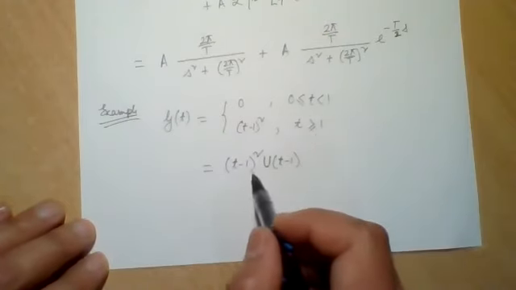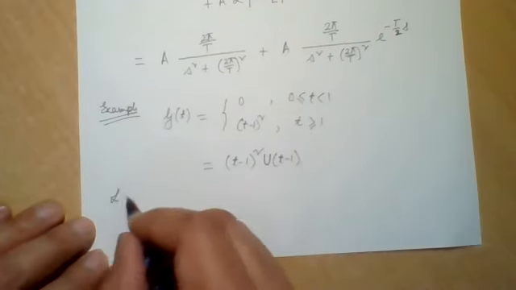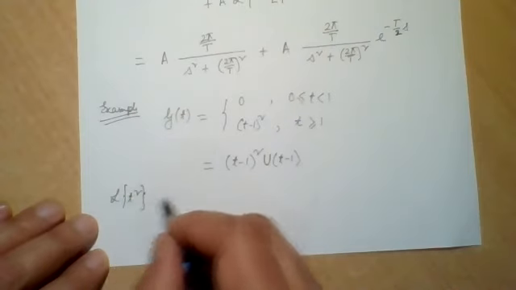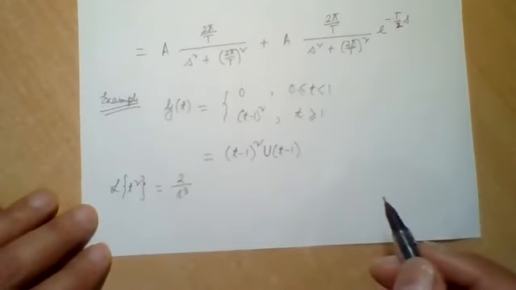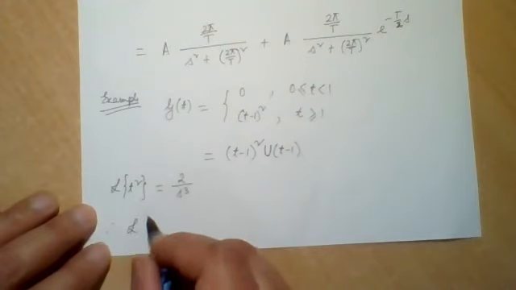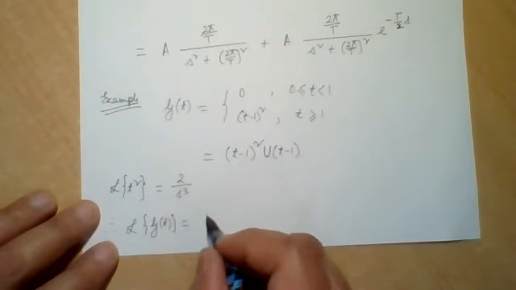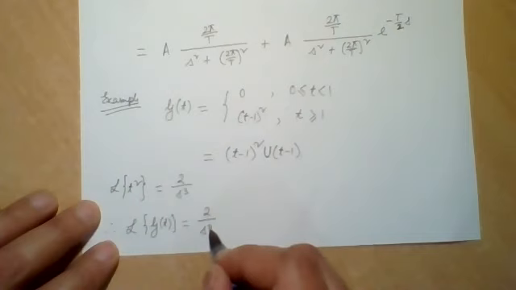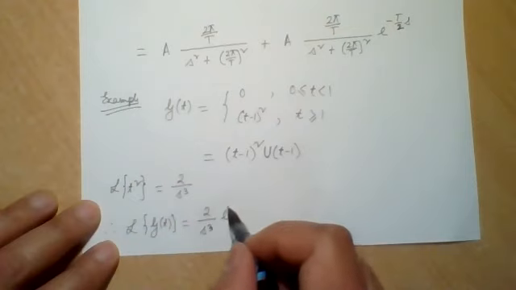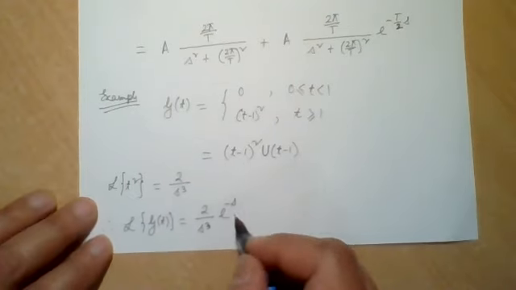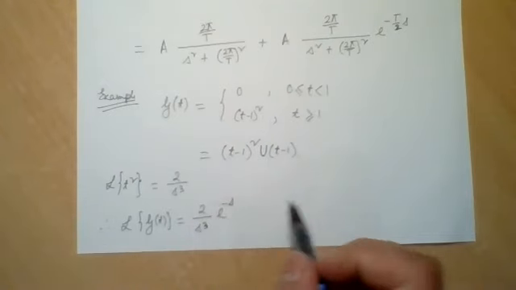So first, if we neglect the shifting, this is nothing but t square. The Laplace transform of t square is 2 by s cube. Therefore, the Laplace transform of g of t will be 2 by s cube multiplied by e to the power of minus the amount with which we are shifting, e to the power minus 1 times s, that is minus s. So this is the answer. Simple problem.